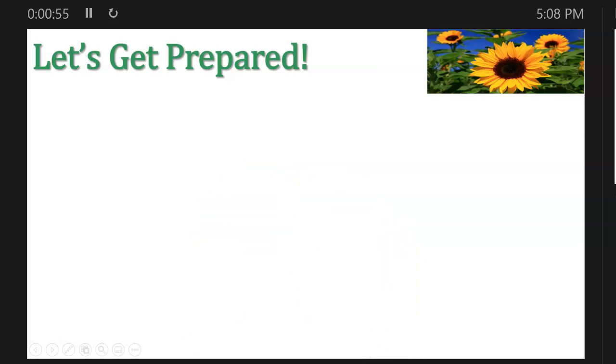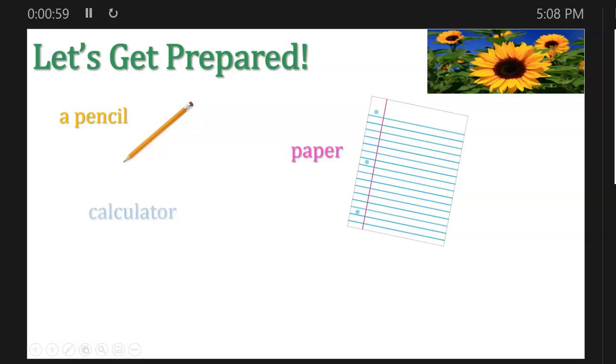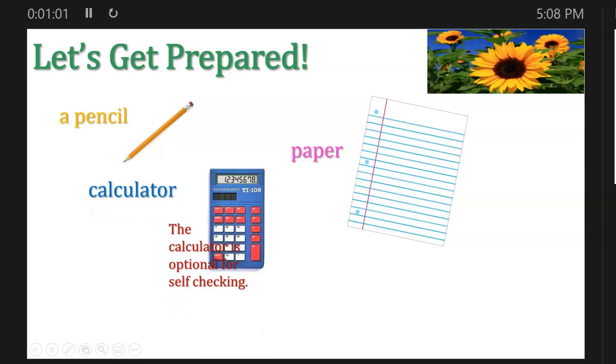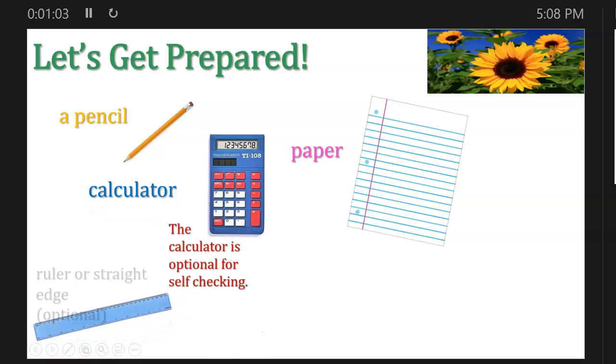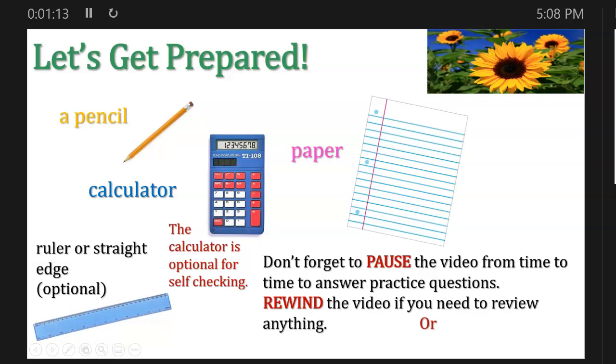Let's get prepared. We're going to need a pencil with an eraser, also some paper, and a calculator is optional for self-checking. Also, a straight edge is optional because we will be drawing some shapes and you may want to use that to draw some straight lines. Don't forget to pause the video from time to time to answer the practice questions and rewind the video if you need to review anything before trying to answer the questions.